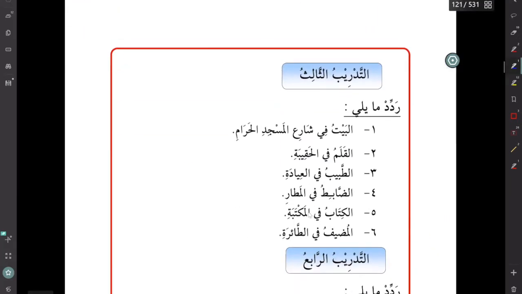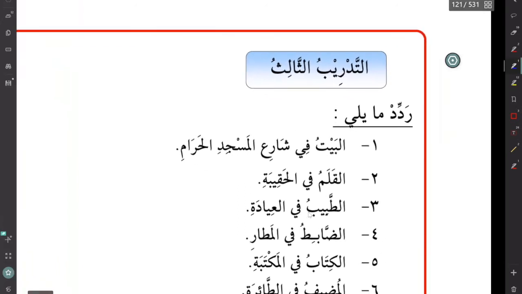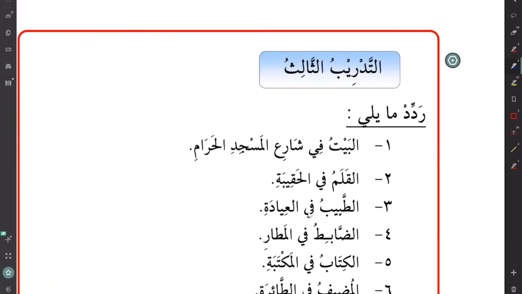Now the next exercise is at-tadribu thalith, the third exercise. It says, Raddit ma yali, which means repeat what's following. Okay, so let's see what it's saying. Number one, it says Al-baytu fi shar'il. It will be kasra here. It's the same sentence we had in the previous video. Al-baytu fi shar'il masjidil haram.